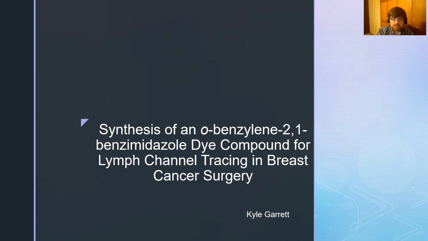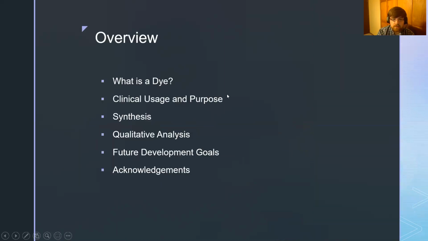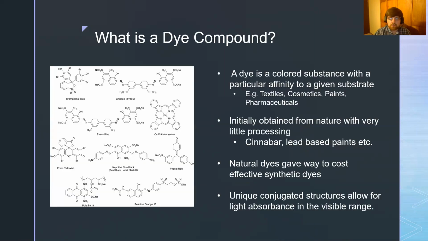So as we get right into it, we will look gradually through the process of overall what is a dye. We will look towards the specific clinical usages and the purpose of our investigation as a whole. We will then look into the synthesis pathways that we have used to get to this point, as well as some of the qualitative analysis techniques that we have used to ensure that the compound that we are synthesizing is the one we intend to synthesize. At the end, we will look towards some future development goals for the program, as well as special acknowledgments that ought to be made.